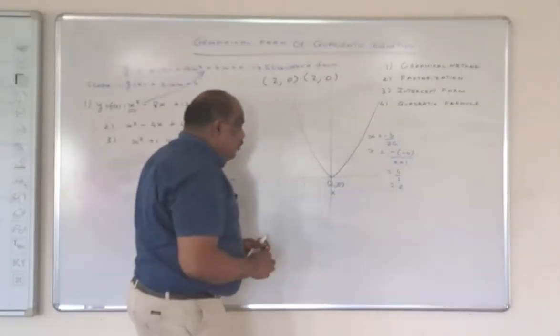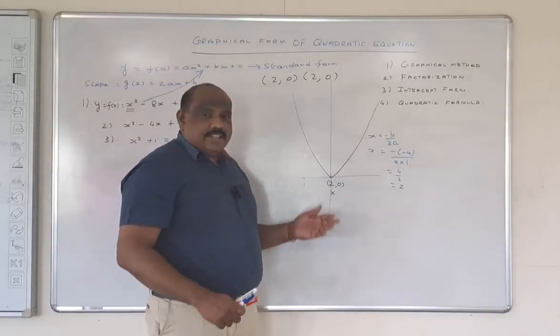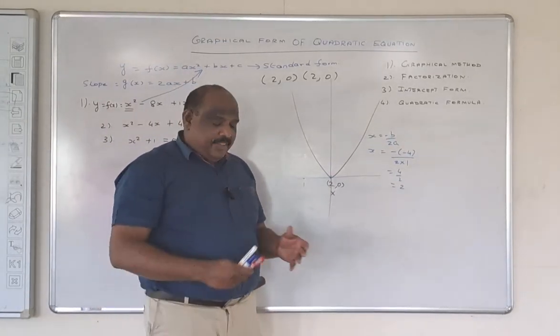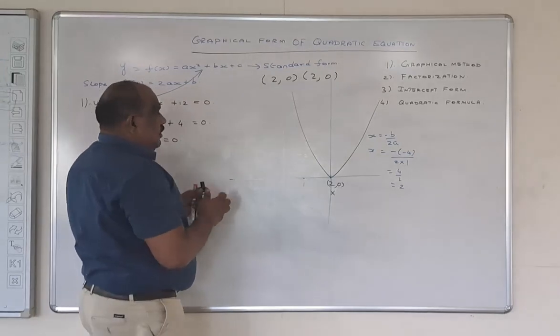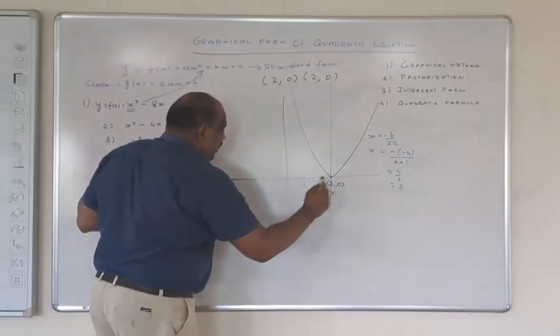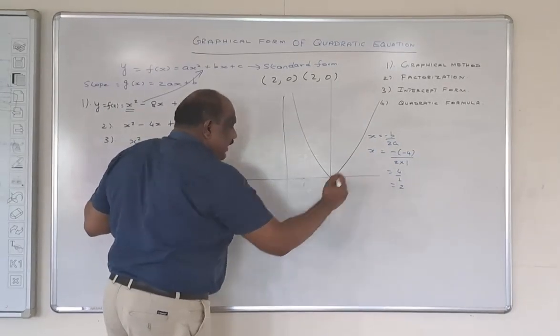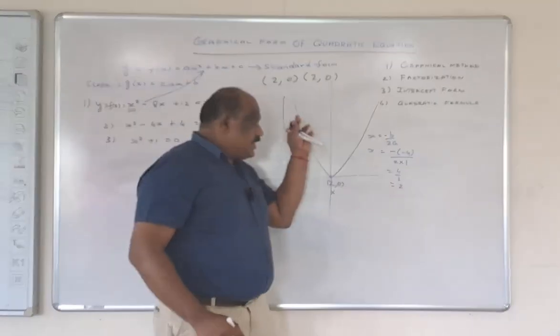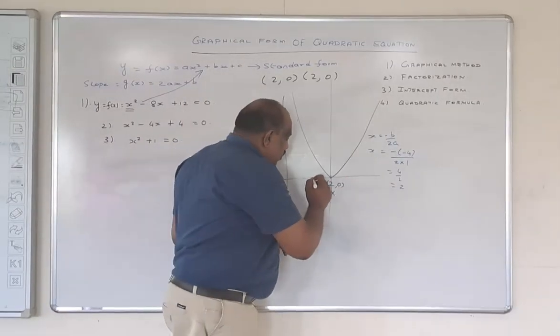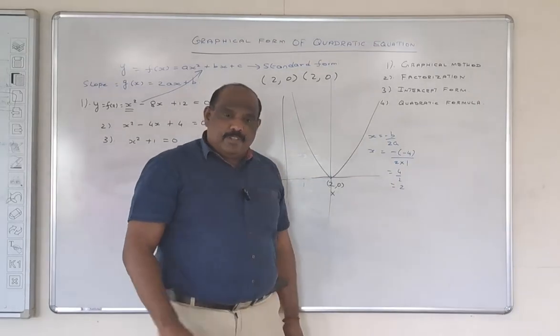Now, Atul, I will ask one more question. What is the slope at the vertex? Yeah, the vertex is where a line is tangent to this curve at this point. So the curve will become like this, and the slope will be 0.